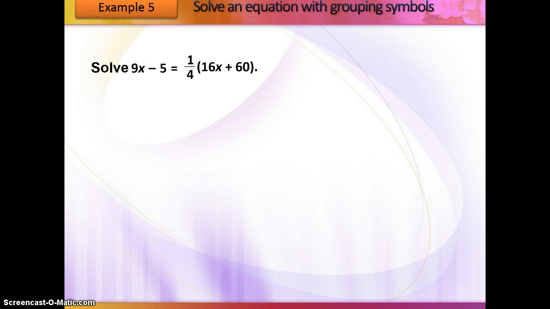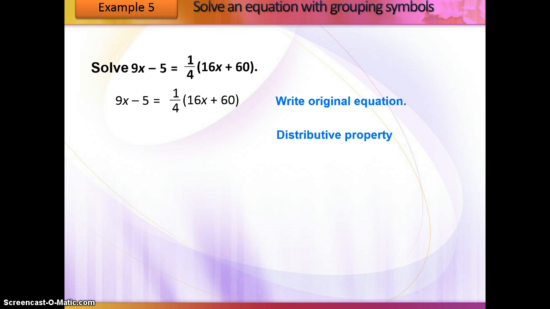You can always check your answers by plugging it back into the original equation to see if it is true. Here we're going to solve an equation with grouping symbols. Looking at the equation, I'm going to distribute the 1/4 on the right side of the equation to 16x plus 60.